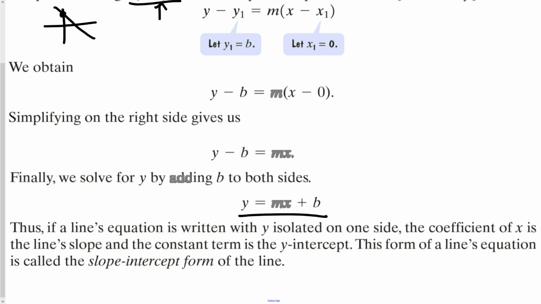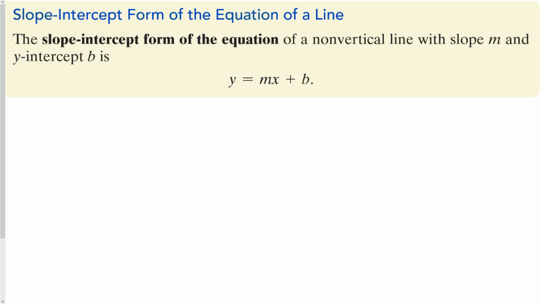So if an equation is written with y isolated on one side, the coefficient of x, that number, is the slope, and the constant term, that number, is the y-intercept. And this is called slope-intercept form of a non-vertical line. y is equal to mx plus b. Okay.